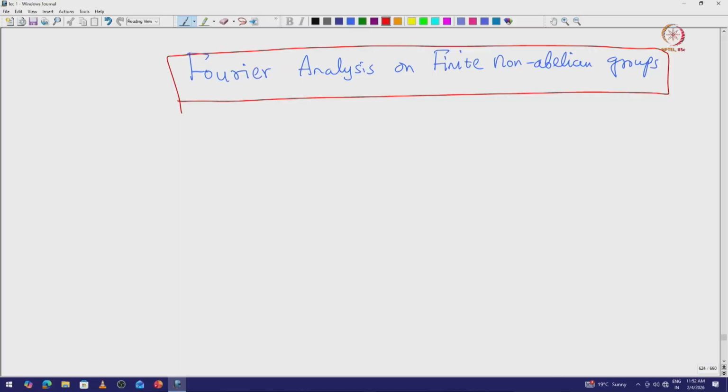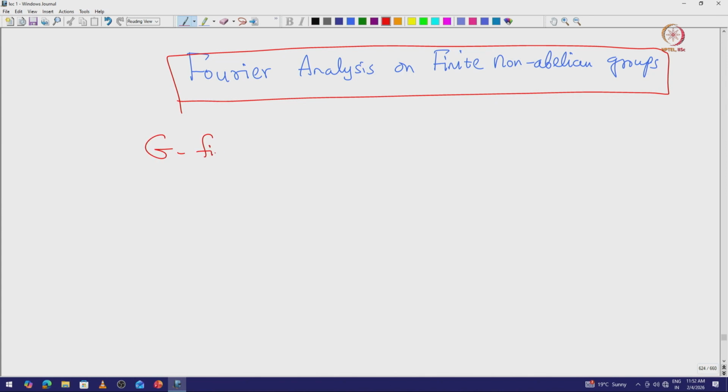Welcome back everyone. In this lecture we will continue with the Fourier analysis on general finite non-abelian groups. So, before proceeding to the non-abelian groups, let us recall what we have done for abelian groups. Then we will take that as our motivation and try to replace certain spaces so that we can actually do the Fourier analysis. So, here we start with finite abelian groups and see what we did so far.